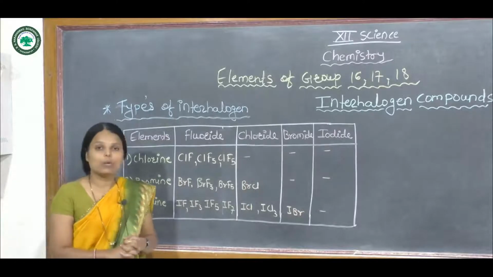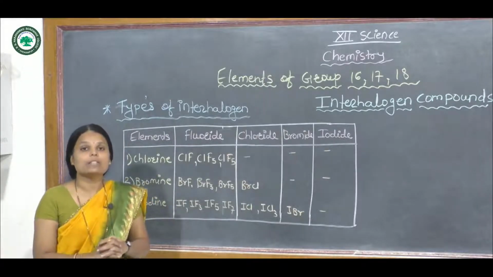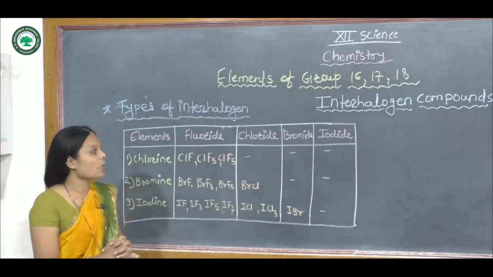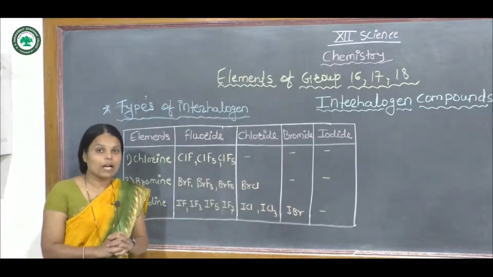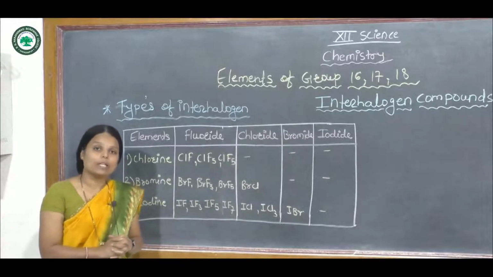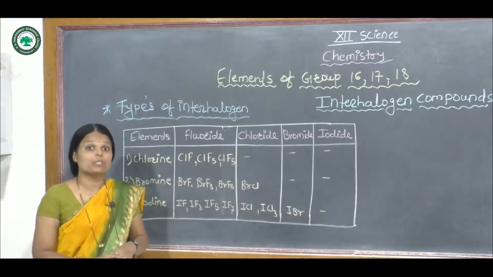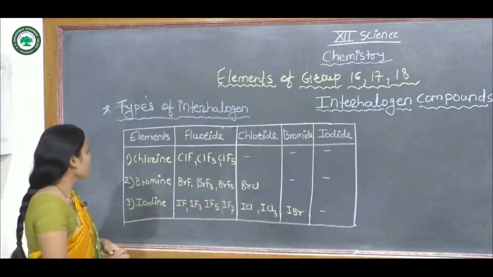Now interhalogen compounds means two types of halogen atoms are combined with each other and then form a neutral molecule, and it's called a halogen molecule. And halogen molecules are binary forms and they are diatomic in nature, combining with hydrogen and oxygen, and they form an oxo acid. These are the types of interhalogen compounds.